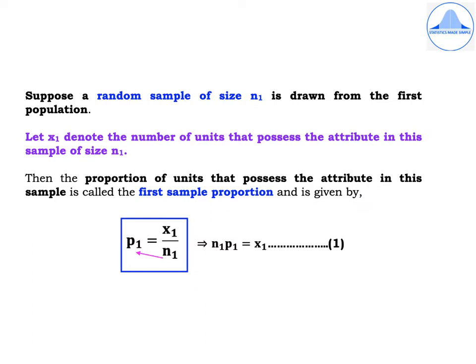So please note that here all the alphabets are in small letters. And if we cross multiply, we get n1 p1 is equal to x1. I'll call this equation 1. Now note that capital P1, capital P2, and small p1 will be in percentage, decimals or fractions.